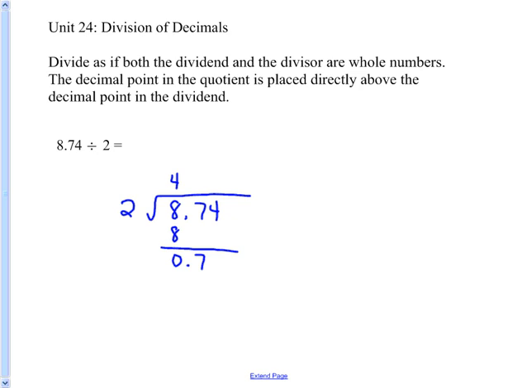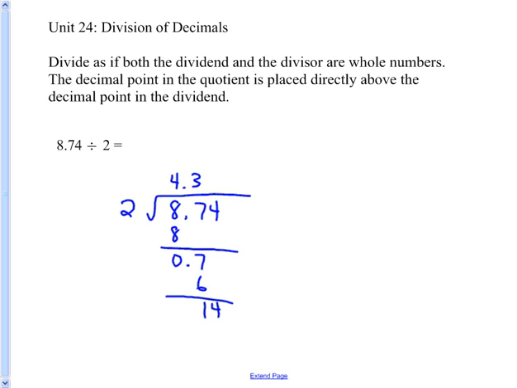Now, since my decimal point is right here, that's where my decimal point stays. How many times does 2 go into 7? Well, 2 doesn't go into 7 evenly, but 2 times 3 is 6, which is a little less than 7. Subtract that, I have 1 left over, bring down my 4.